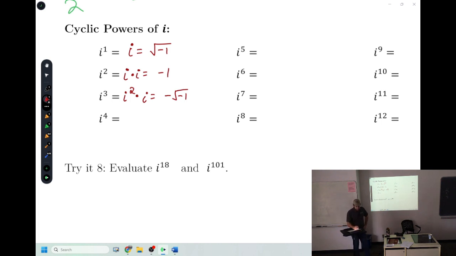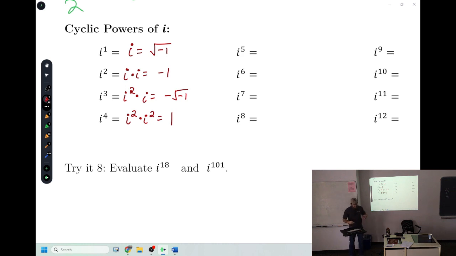Now, what about i to the 4th? How could we write that in a really cool way? That's exactly the cool way that I was thinking. Could you do it a different way and get the same answer? Absolutely. You could do i cubed and i to the first and make it happen. And what is i squared times i squared? Negative 1 times negative 1, which is 1.